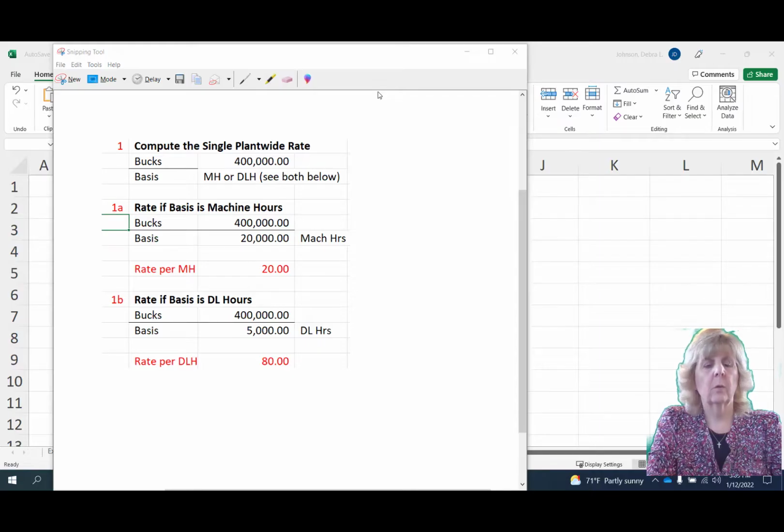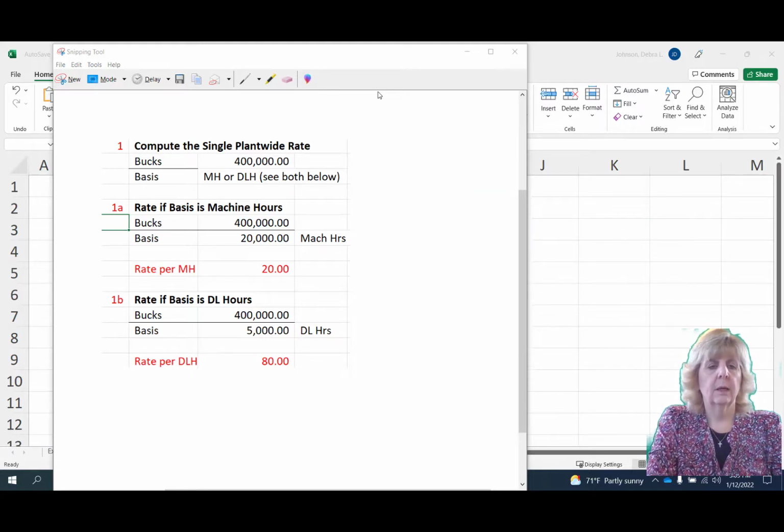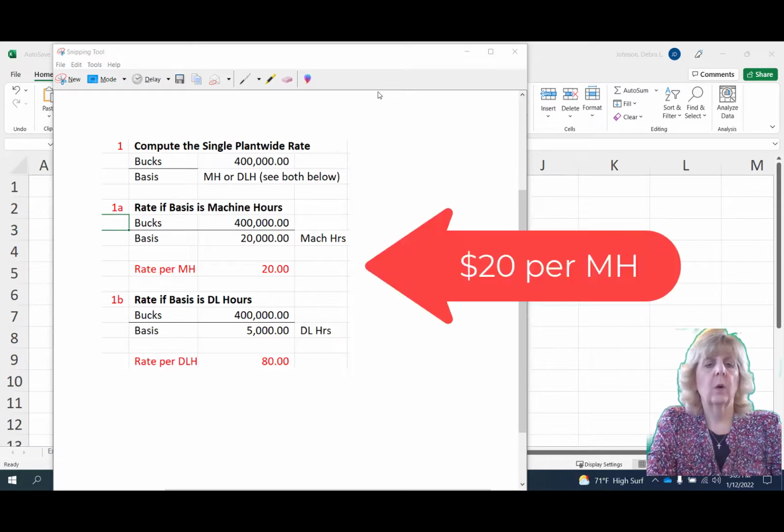Under scenario 1A, our basis is machine hours. So we take the bucks of $400,000 divided by the 20,000 machine hours that the problem told us was budgeted. So the answer to requirement 1A is $20 per machine hour.